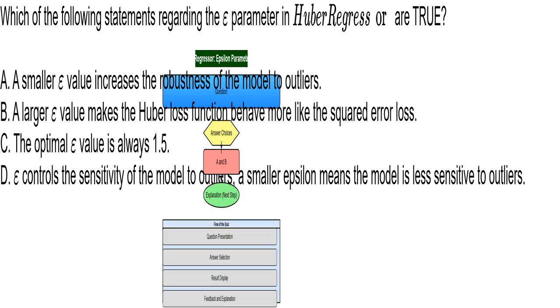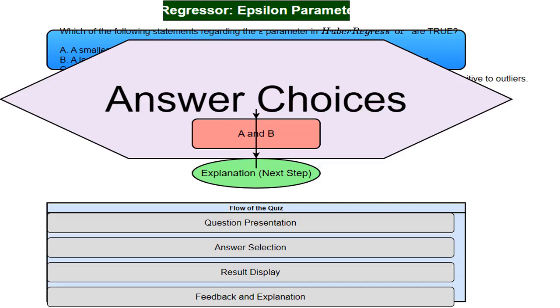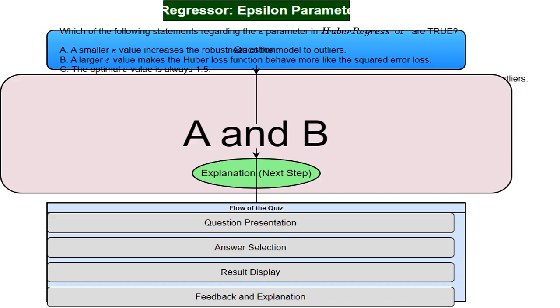I'm presenting a multiple choice question about the epsilon parameter in the HuberRegressor. Think carefully about each statement. The answer choices will test whether you have understood the impact of epsilon on the Huber loss function. We'll be looking for the correct interpretation of how different epsilon values affect the model's robustness. After you have analyzed the question, choose the options A and B because they correctly describe the effect of the epsilon parameter.